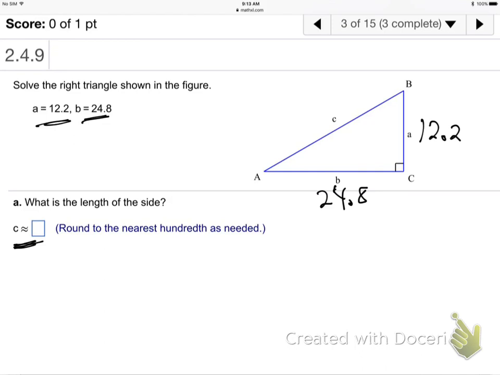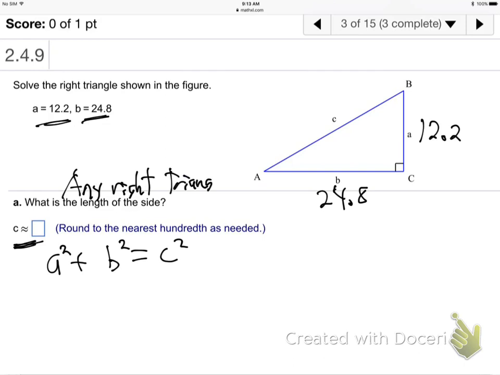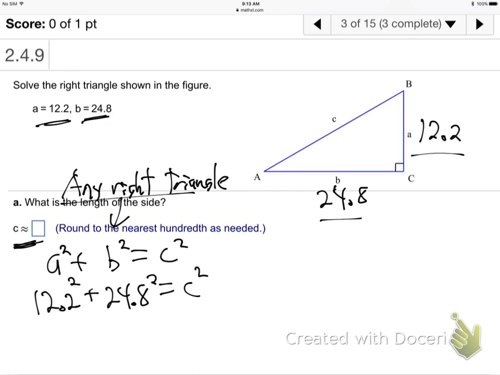Pythagorean. A squared plus b squared is c squared. Yeah, so Pythagorean theorem, because that's true for any right triangle. You guys with me on that? Any right triangle, you can do a squared plus b squared equals c squared. So what's that going to be? This side squared plus that side squared, so 12.2 squared plus 24.8 squared is c squared. Is that good on that? And then crank that out.